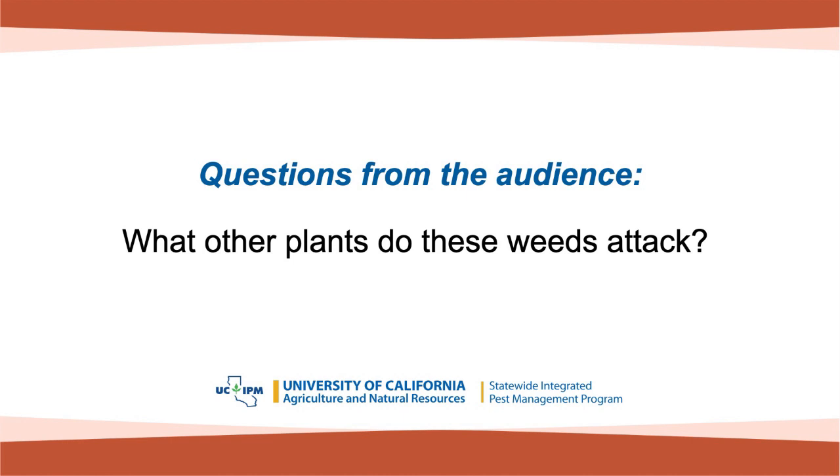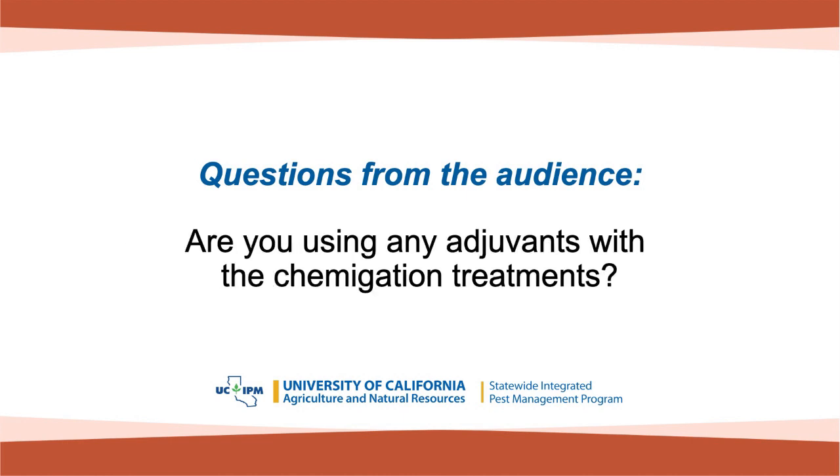Okay, thank you. And then another one, are you using any adjuvants with the chemigation treatments? No, that's just the straight herbicide in the chemigation water. Trying to run it over an hour or a couple hour period in the middle of an irrigation run to help with the distribution uniformity, but no adjuvants.